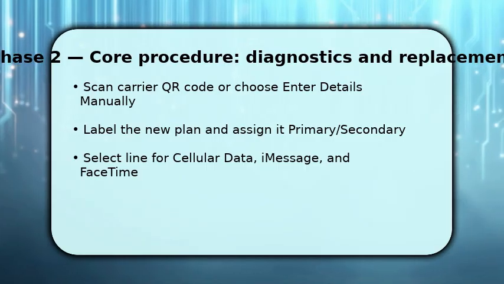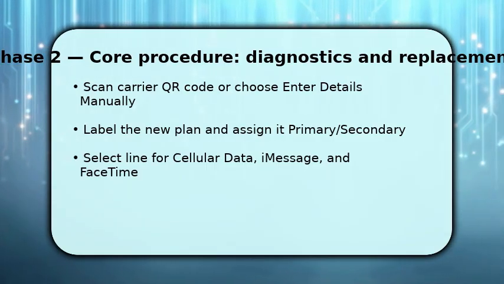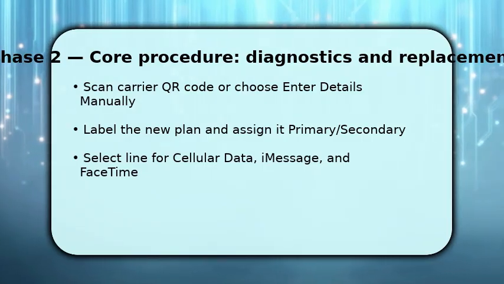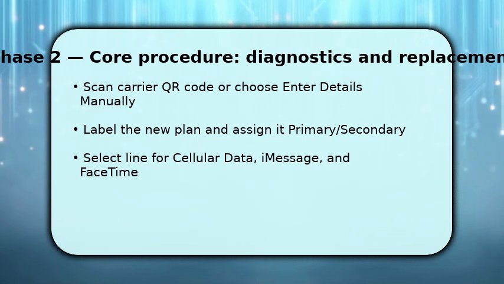be primary or secondary. Then make sure you designate which line handles cellular data, iMessage, and FaceTime. These choices control billing and data usage, so review them before continuing.